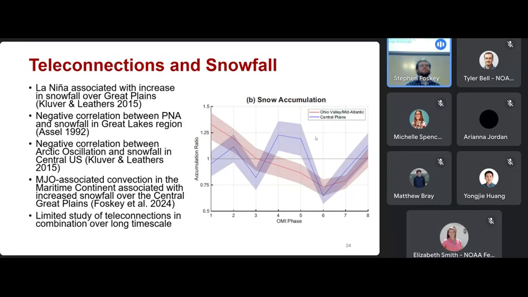But there hasn't been as much study of these teleconnections in combination over a long time scale, because, for example, you can have a La Nina and a negative Arctic Oscillation and a positive Pacific North America pattern, and how all those relate to each other has not really been studied that much.